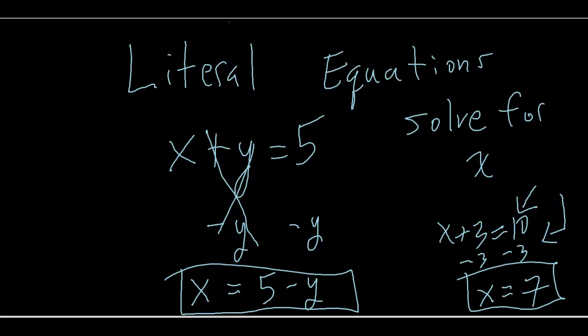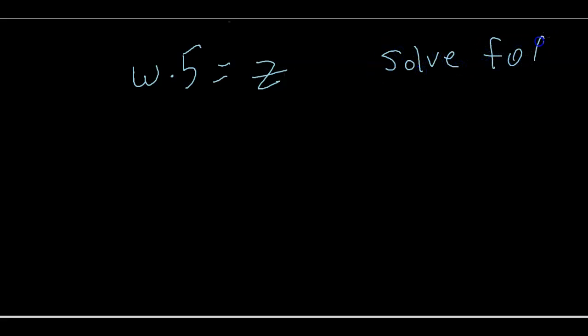Let's take a look at a couple more examples. Let me make some room for us here. Okay, let's say we had something like W times 5 equals Z, and we wanted to solve for W.